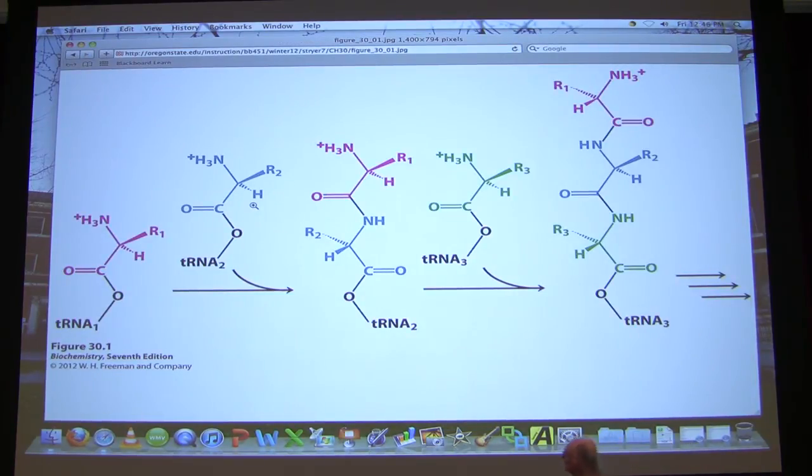This shows the formation of peptide bonds. We see that one transfer RNA that carries an amino acid is paired up with another transfer RNA carrying an amino acid. The amino acid is transferred from one to the other, and a peptide bond is formed. We have just formed a dipeptide, 2 amino acids covalently linked together.